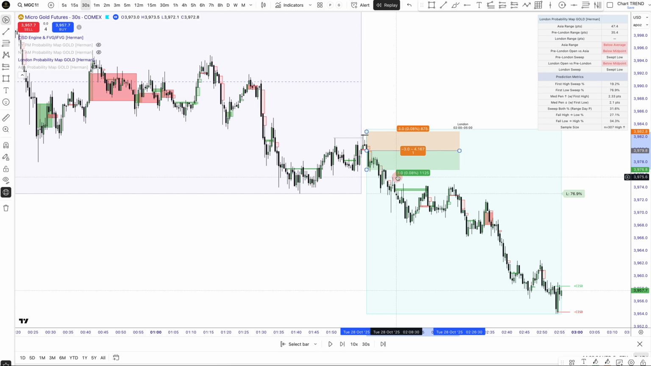Gold, 3 points. So I am entering here. If I am scared to enter in here, this candle printed out a bearish fair value gap. That's another confirmation.